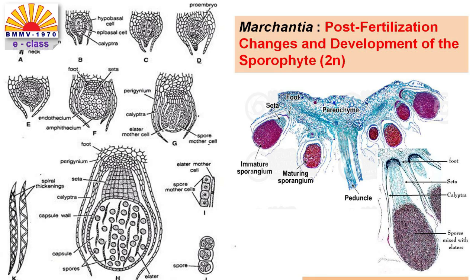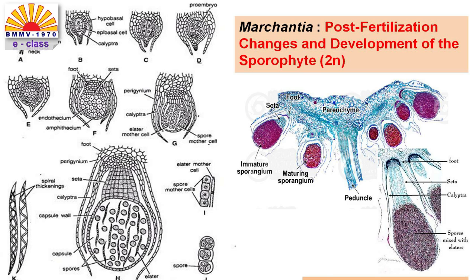The figure represented on your screen shows the development of a sporophyte after fertilization. The mature sporophyte shows a well-developed foot, a multicellular seta, and a bulbous capsule. The capsule contains spores and elaters. Elaters are specialized cells that will help the spore in dispersal. They are hygroscopic in nature and absorb water.